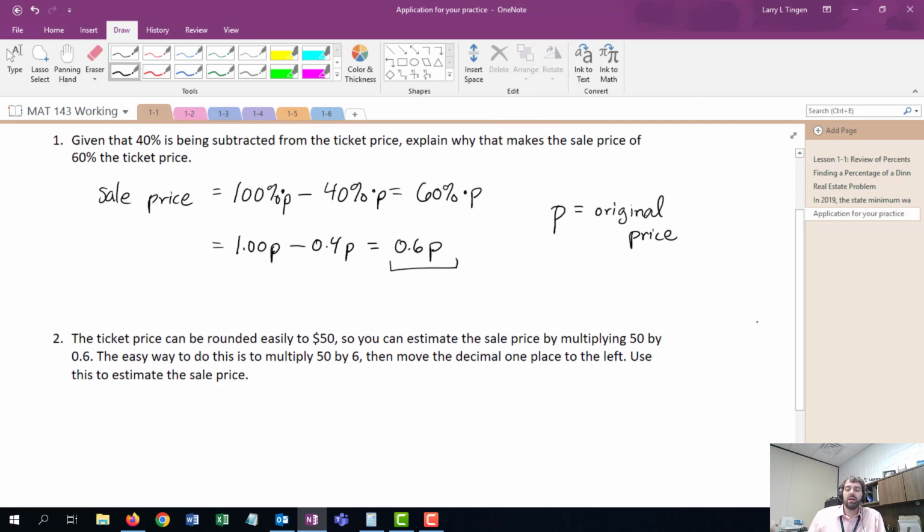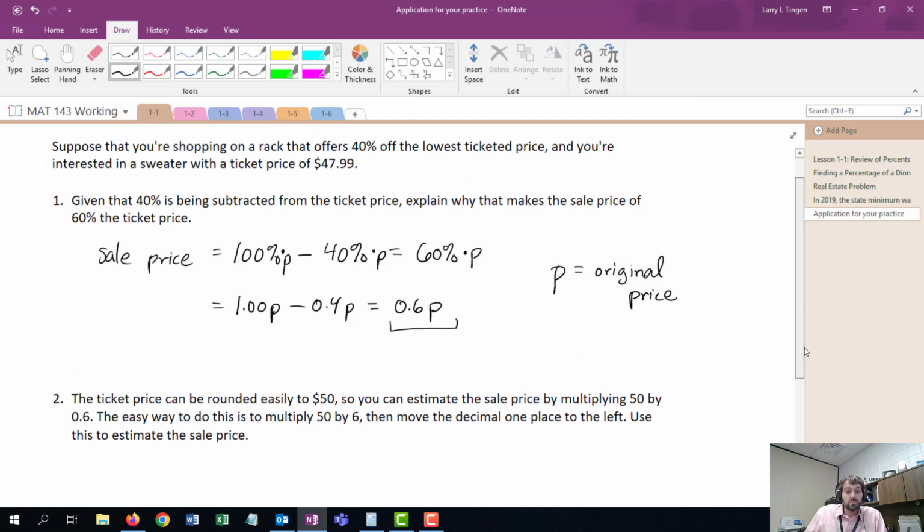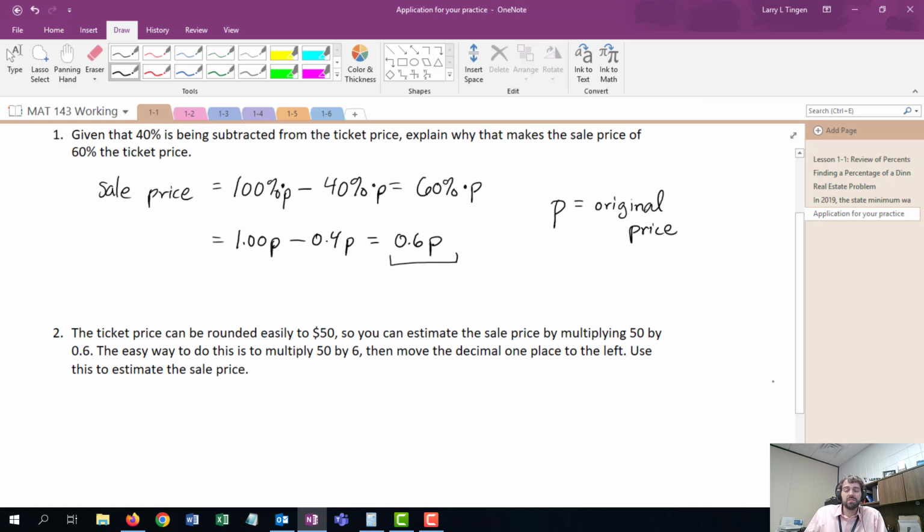Ticket prices, I can round this up to 50 easily. So let's estimate the price by doing so. The sweater was $47.99, so we're going to call it 50. We're trying to do some general math, so that when we get to the cash register we have an idea of what we've done. So we're going to round $47.99 to 50.